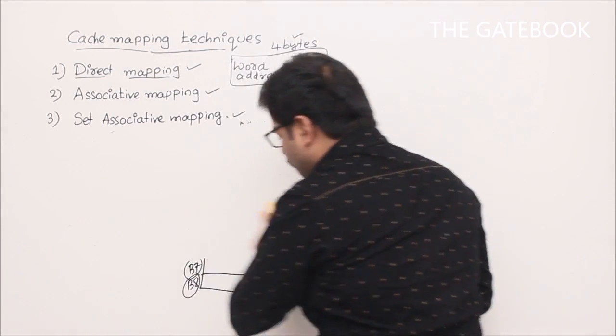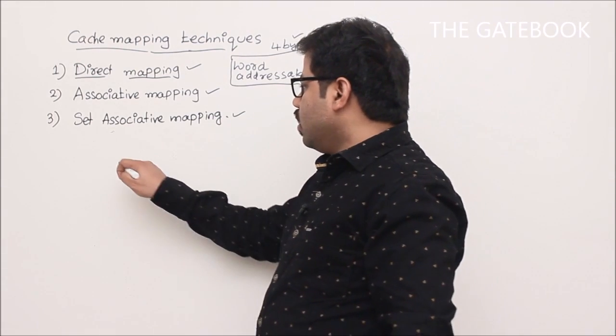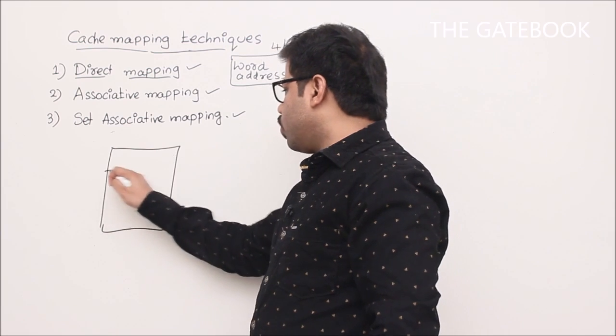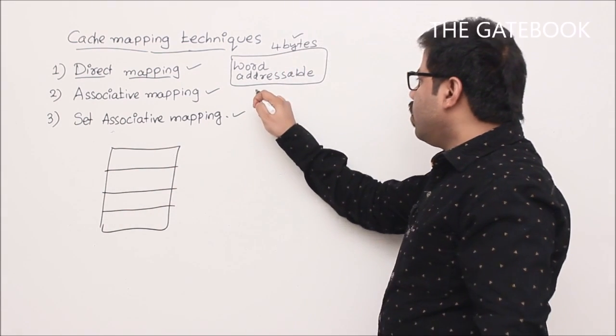We'll see more details of this direct mapping now. So how we can plan, I will tell you. Generally, how people plan this is like this. Again for simplicity, I take a cache of size 4 blocks: 1, 2, 3, 4, and the block size is, let's say, 2 words.